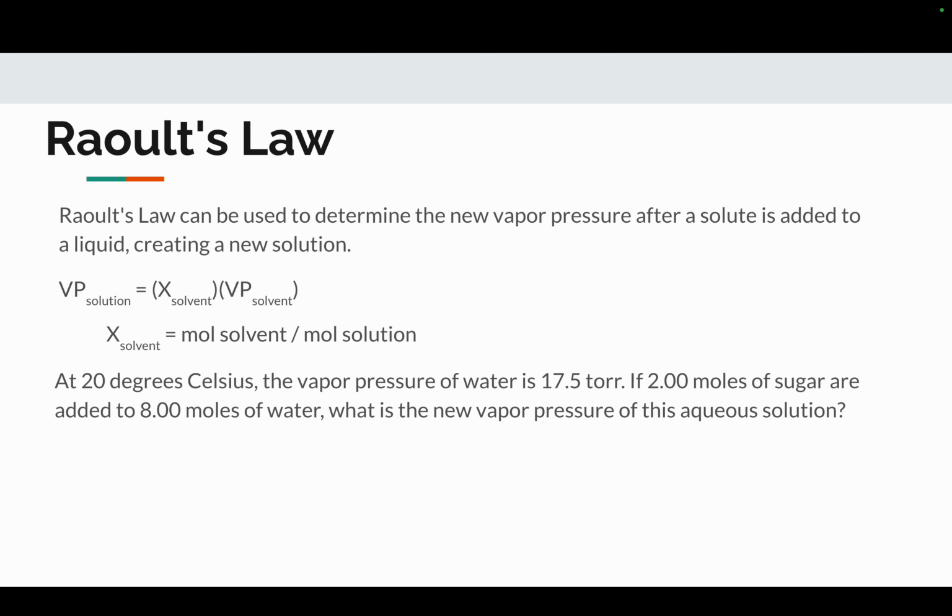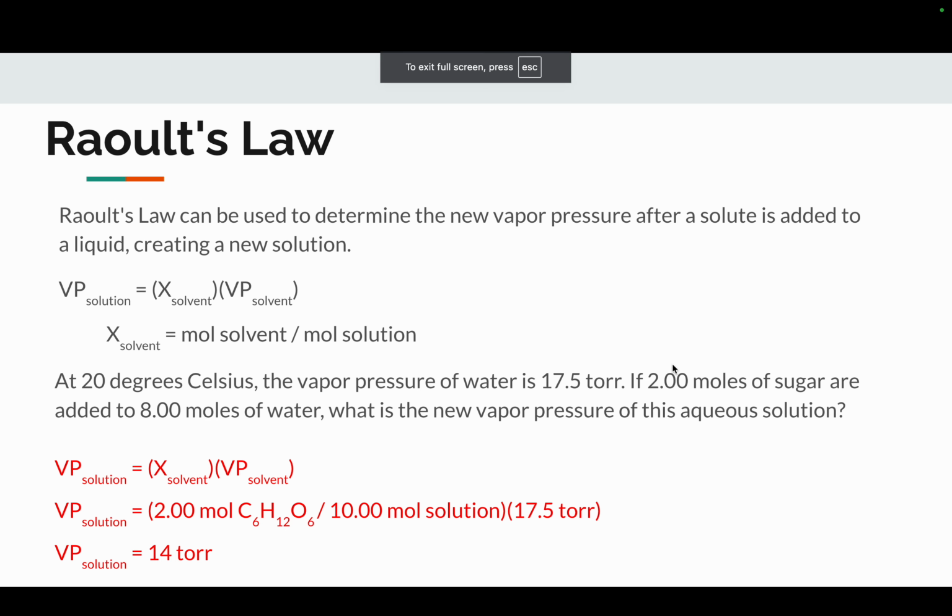Now, I am going to ask everyone to please answer the question at the bottom. At 20 degrees Celsius, the vapor pressure of water is 17.5 torr. If 2.00 moles of sugar are added to 8.00 moles of water, what is the new vapor pressure of this aqueous solution? An aqueous solution is just a solution where the solvent is water, where the liquid in this solution is just the water. That's it. And you are going to see that term a lot when you come across chemistry problems.